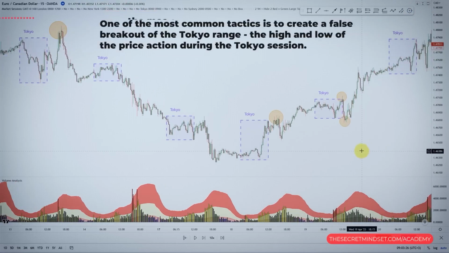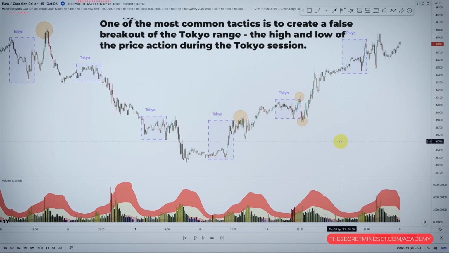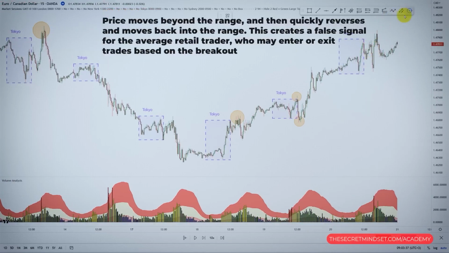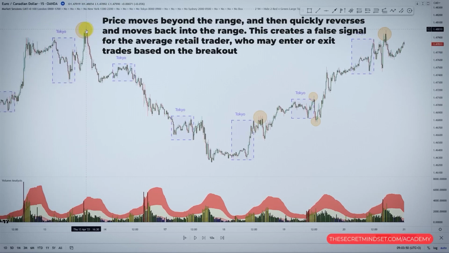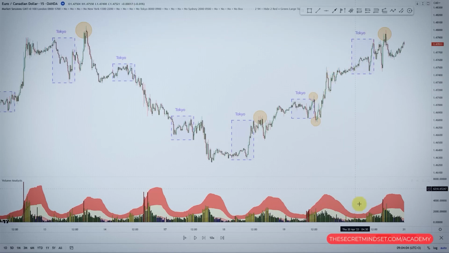One of the most common tactics is to create a false breakout of the Tokyo Range, which is the high and low of the price action during the Tokyo session. Price moves beyond the range and then quickly reverses and moves back into the range. This creates a false signal for the average retail trader, who may enter or exit trades based on the breakout, only to find himself trapped in a losing position when the price moves against him. Another tactic used by smart money traders is to create a false reversal of the Tokyo Range, which is the opposite of a false breakout.